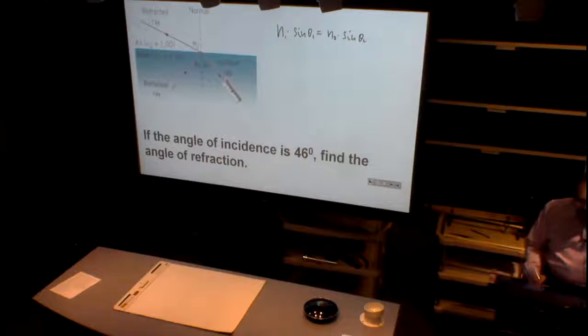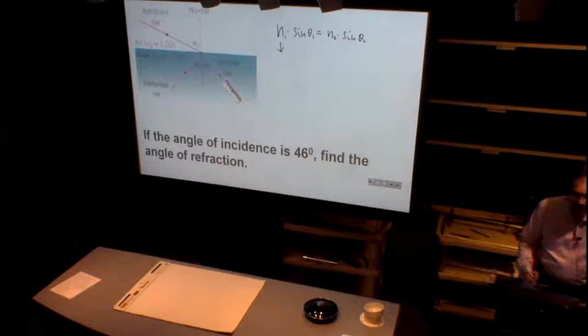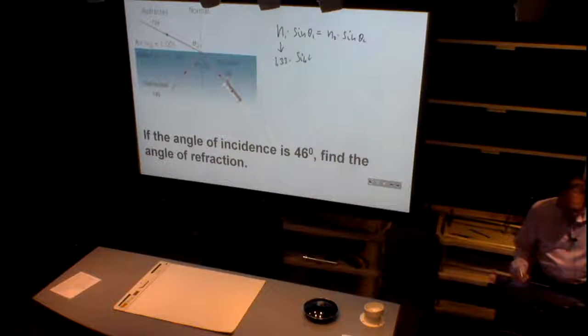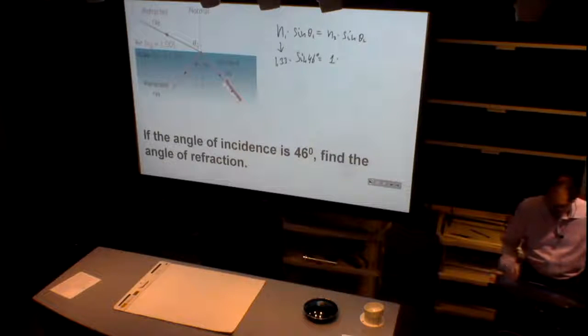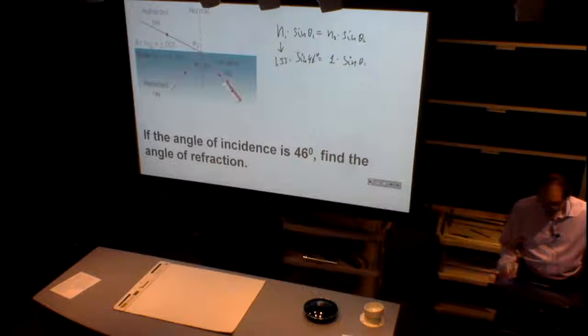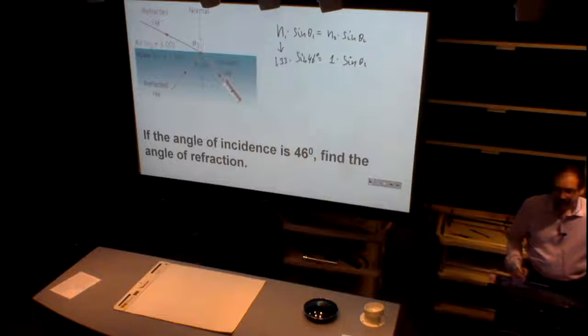Now, medium number one is water. Again, remember, medium number one is the one in which light is approaching the boundary. So now this has to be 1.33. This has to be 46 degrees. This is 1 for the air. And now this is what we are looking for. That's the most important part. Figure out which medium is number one.